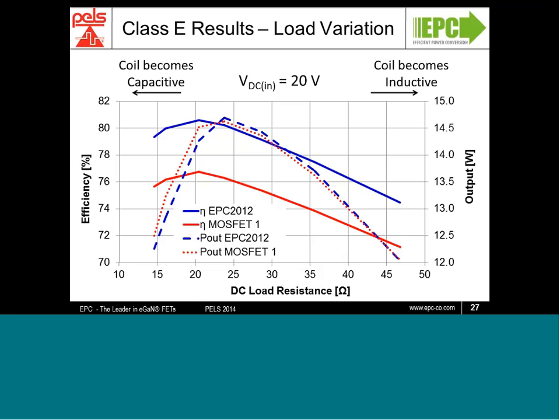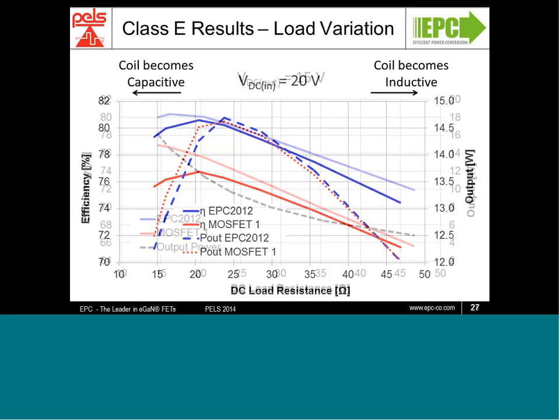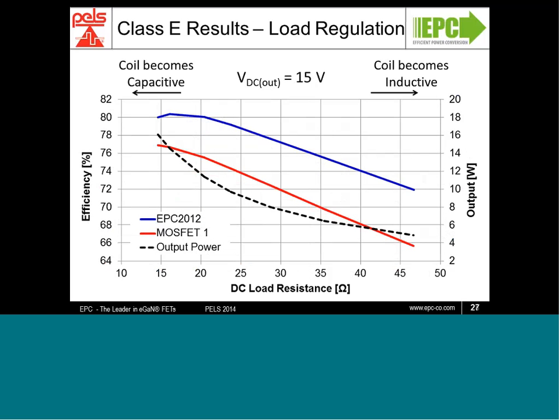Next, we look at our load regulation. So in this case, the dashed black line represents the output power. So both converters will have exactly the same output power, and we set the output voltage at 15 volts. Again, for reasons that if we choose too high a voltage, we may come into conditions that we can't test and have a good comparison over the entire range.